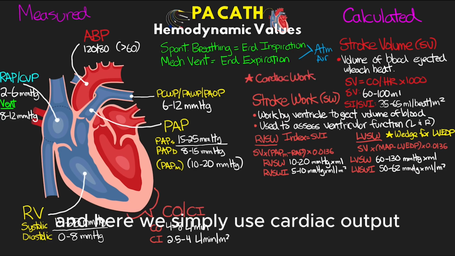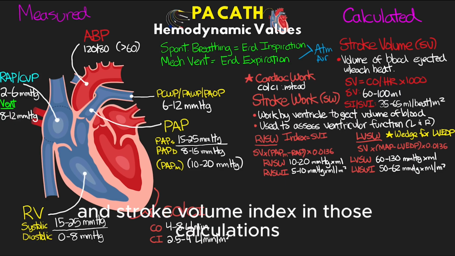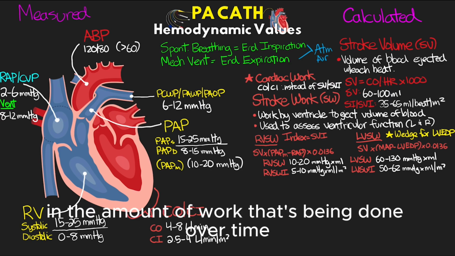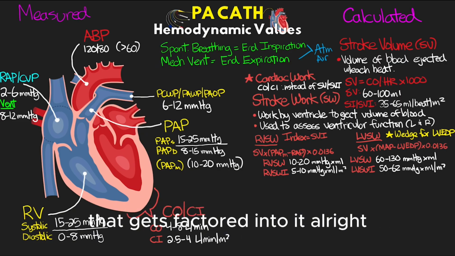And here we simply use cardiac output or cardiac index instead of our stroke volume and stroke volume index in those calculations. Basically, this factors in the amount of work that's being done over time, as we also have that component of heart rate that gets factored into it.